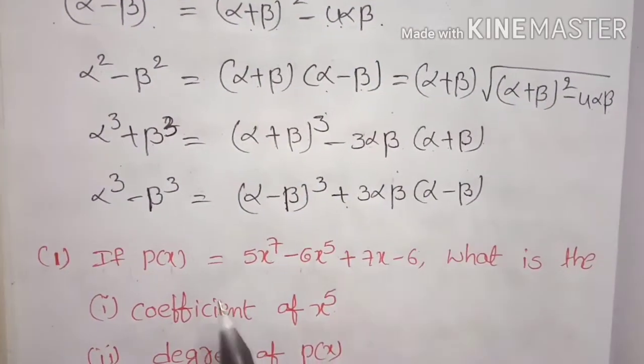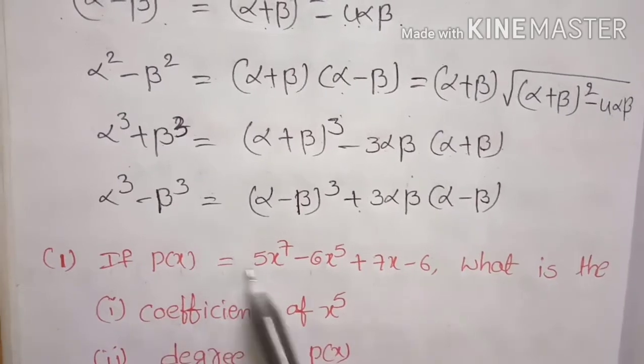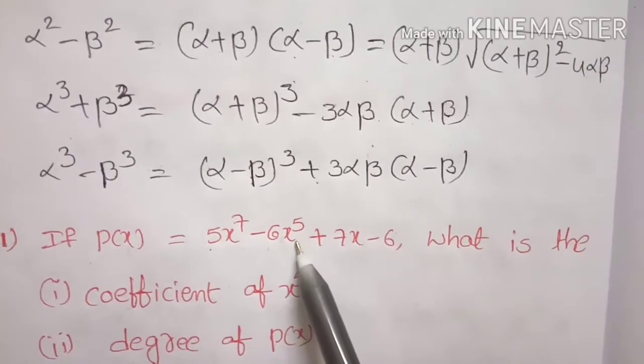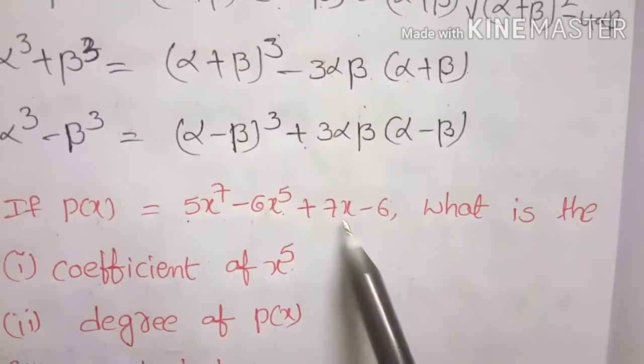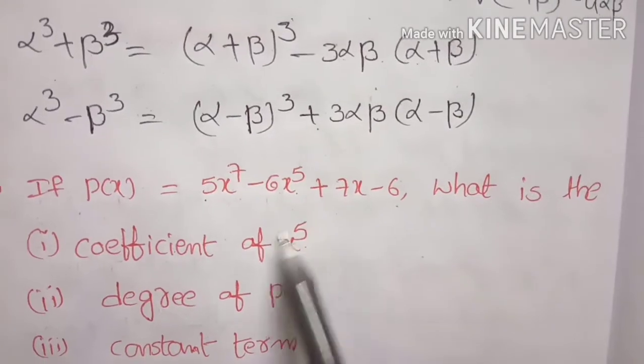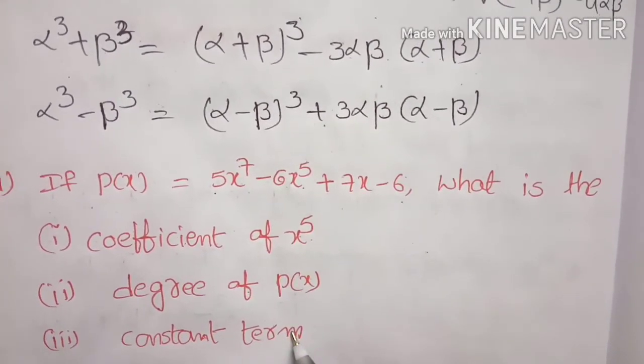These formulas. Next one, if p of x is equal to 5x to the power of 7 minus 6x power 5 plus 7x minus 6, what is the coefficient of x to the power of 5, degree of p of x, constant term? Okay, understand this problem?